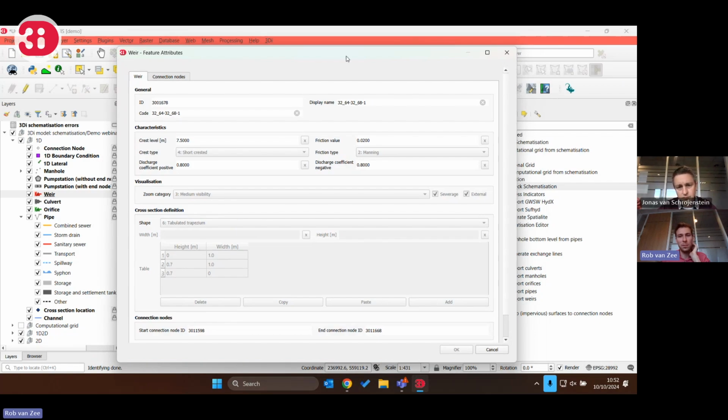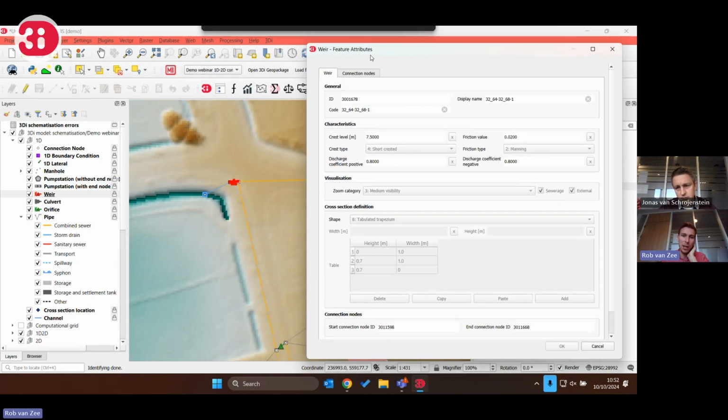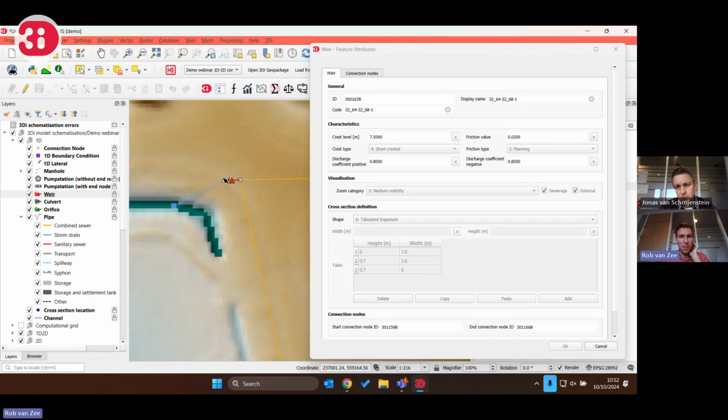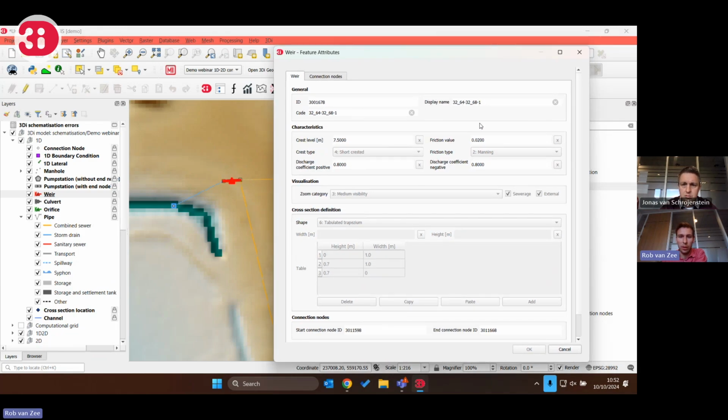Okay, well, normally when you look at a weir in real life, it's not a very long structure, I think most of you think. But in 3Di, it is modeled as a line. So it's a line between two manholes. And why is that? That's because you need to have different water levels in front and at the back of the weir to have a scientific formulation for it. Yeah, in 3Di here we have it, and these are the attributes that are coming with it.